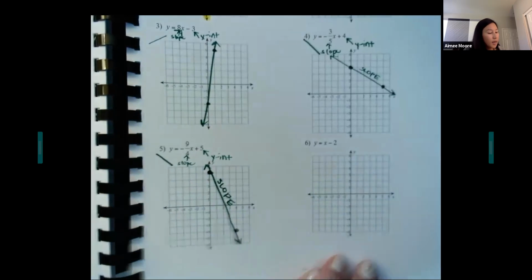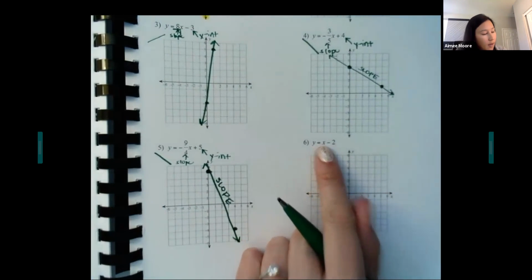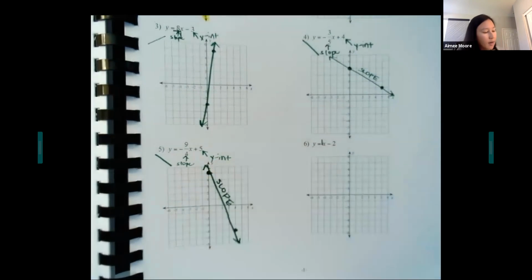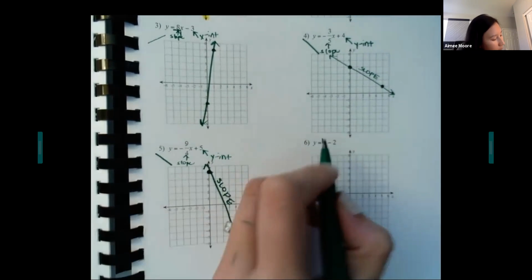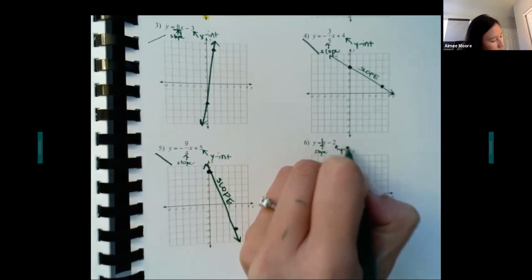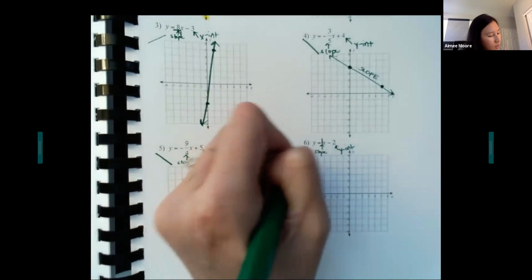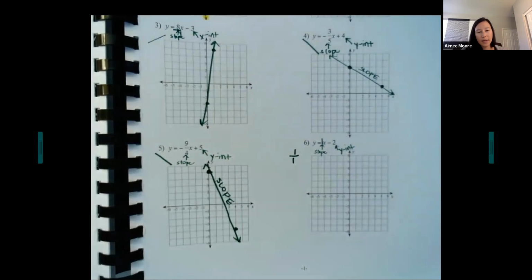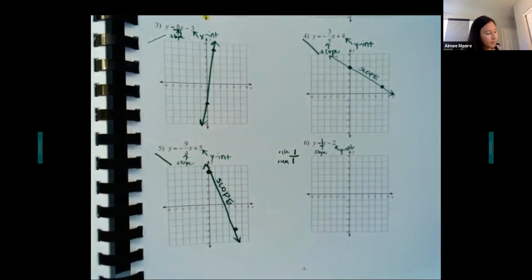Okay, and then the last one, if there's not a number written in front of x, it's understood that it's a 1. So remember, 1x is the same thing as x. So you can write in that 1. And so 1 is our slope, and -2 is our y-intercept. And our slope doesn't have a rise and a run, so we can rewrite it as 1 over 1. So our rise is 1 and our run is 1. And it's positive, so our line's gonna go up.